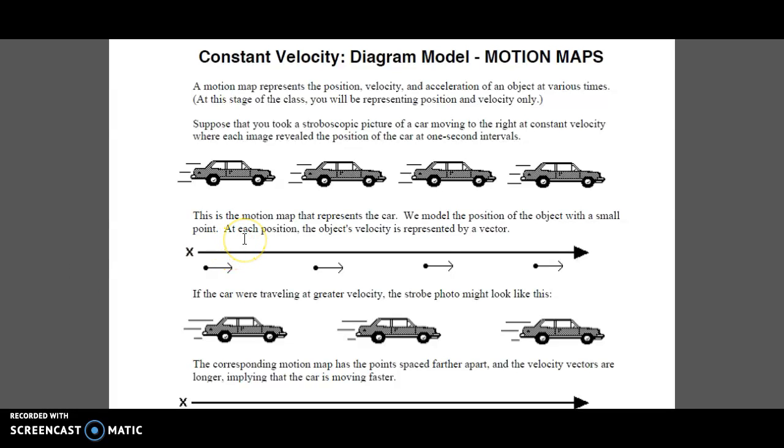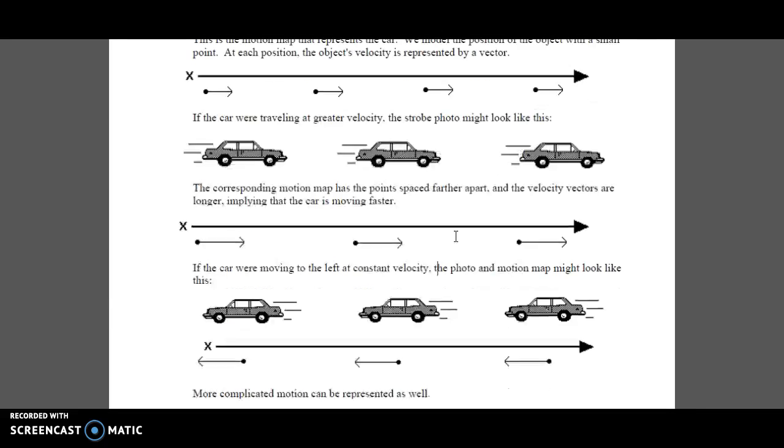The next way of showing the motion of an object is by replacing that car with a dot. So you put the dot there, and then you draw an arrow. The arrow shows the direction of the movement in addition to showing the size of the movement, so how fast the object is going in this case. These arrows are all the same size, showing that the car is not speeding up or slowing down.